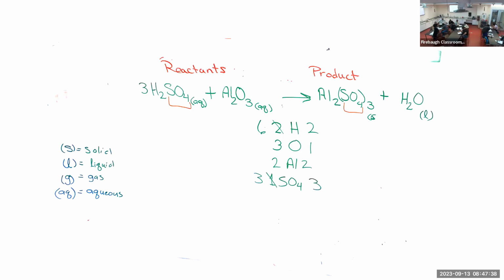For the water, in front of the H2O, 3 here. So then that's how many hydrogens? 3 times 2, 6. And then oxygens, 3 times 1, 3. Is that balanced? Yes. See how much faster that was?